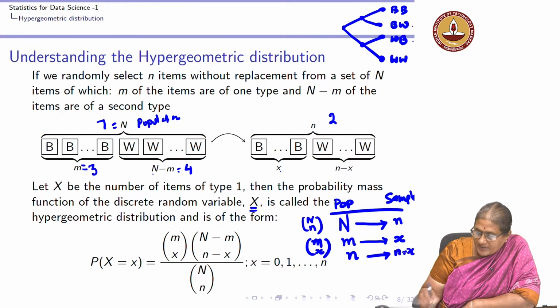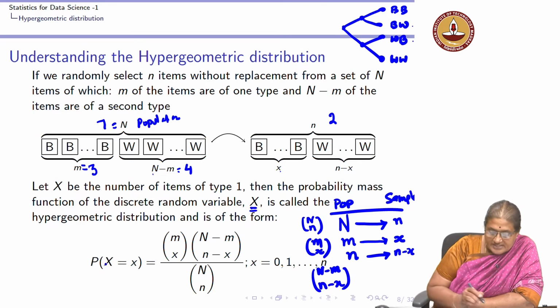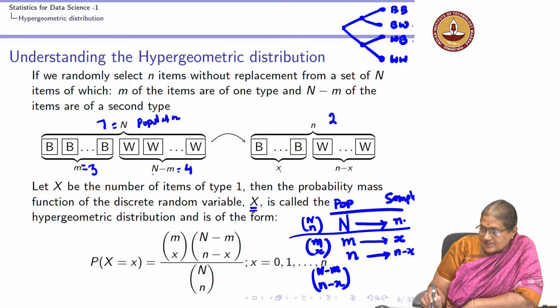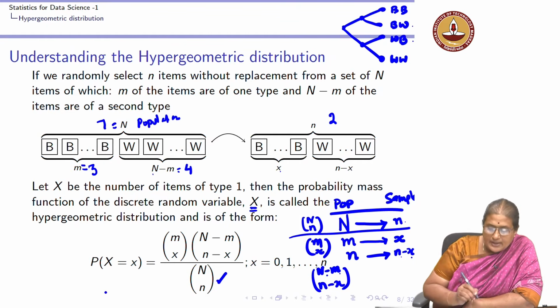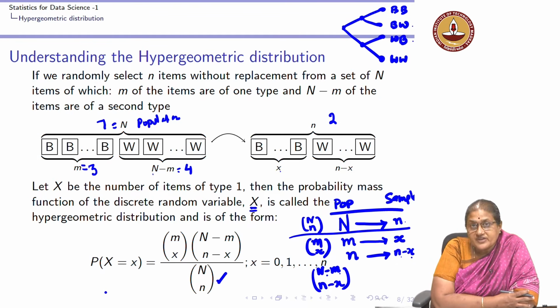So, I am choosing n minus x, and this is chosen from N minus M, choose n minus x ways. So, you can see that the chance of me having X equal to x: this is my total ways of choosing the sample of size n from a population of size N, that is N choose n. x is chosen from M in M choose x ways, and n minus x is chosen from N minus M in N minus M choose n minus x ways. So, hence this is what we have as the probability mass function of a hypergeometric distribution.